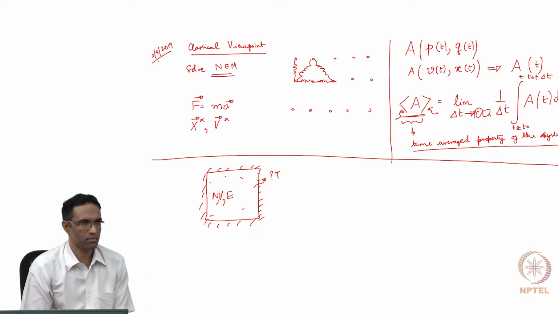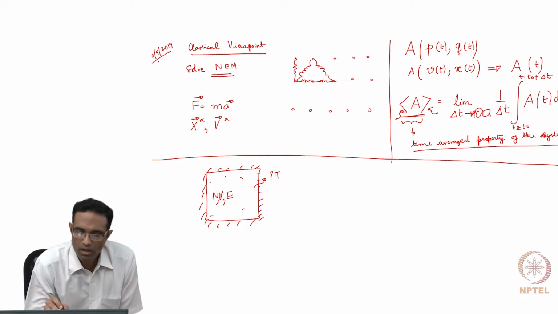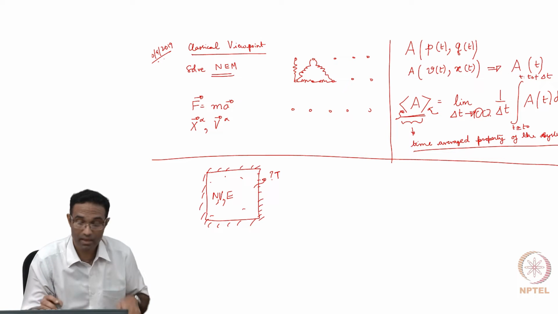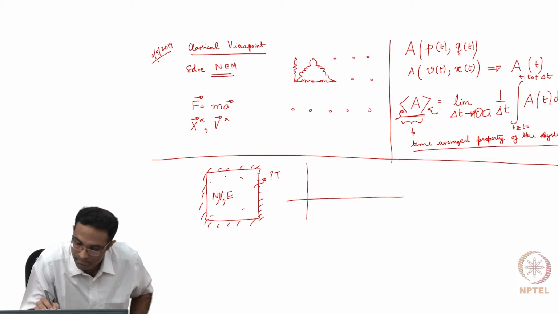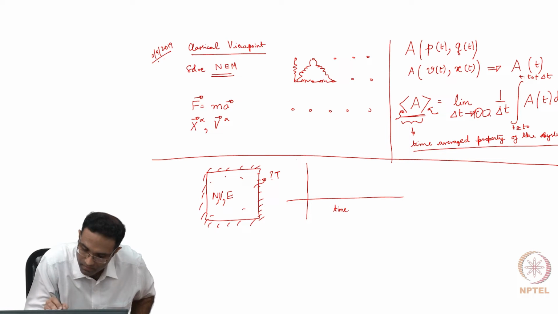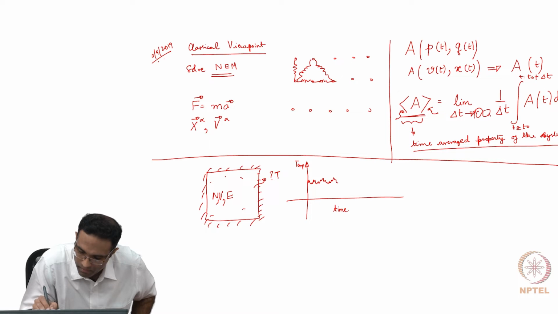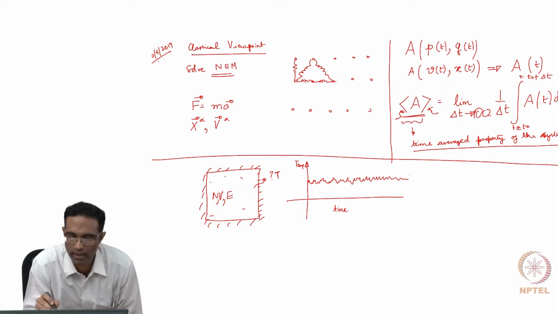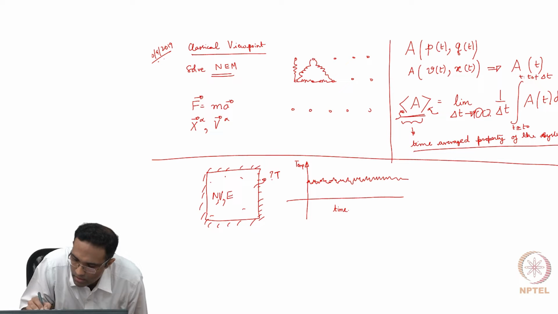Now the question that we ask is, what is the temperature of the system? The answer to that is, if you actually take the temperature of the system and plot it as a function of time, it's going to look something like this. It's going to be fluctuating about the value that it is going to have at equilibrium. It's not going to be a fixed number.